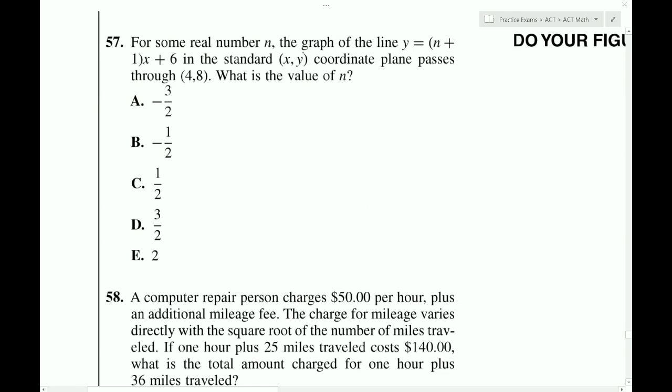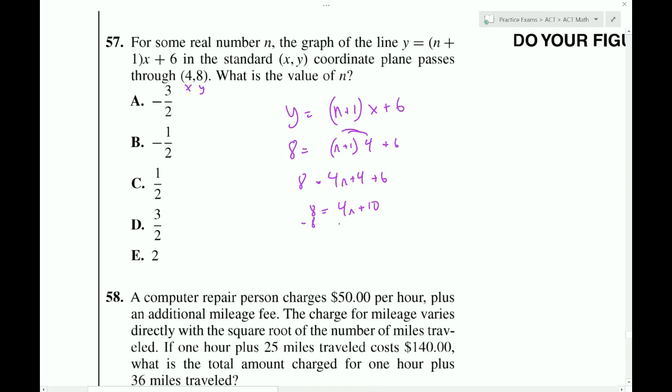For some real number n, the graph of this line, y equals n plus 1 times x plus 6, in the standard xy coordinate plane passes through the point 4, 8. So whenever they give you a point, a good thing to do is to use xy, right? And then you kind of know what you have to do next is sort of plug those in, right? So we plug in 8 here, and we plug in 4 here, and we distribute the 4n plus 4 plus 6. 4 and 6 is 10, so 4n plus 10.